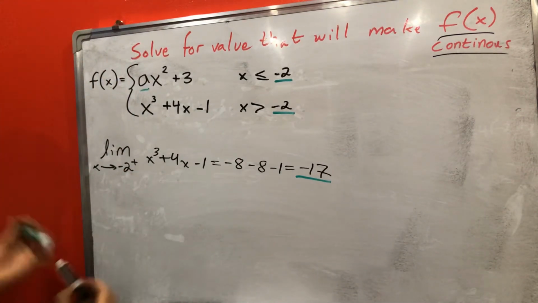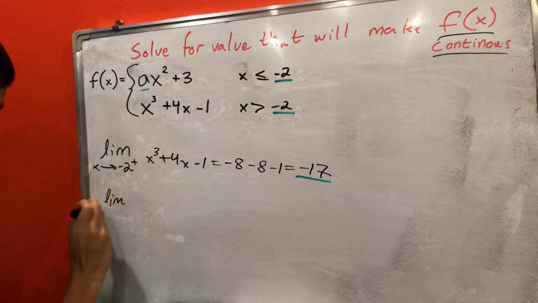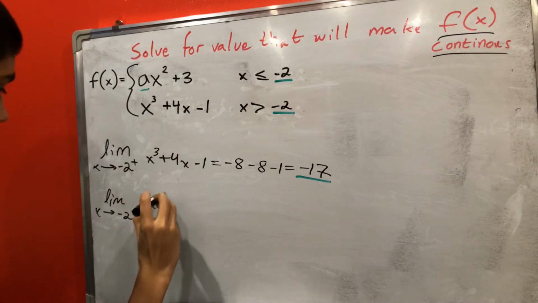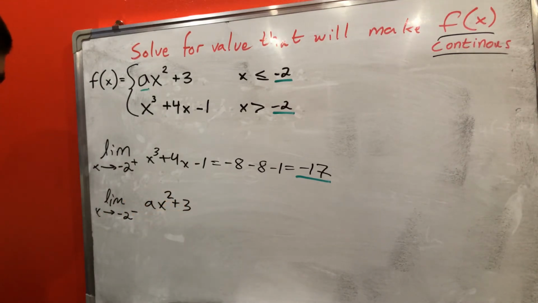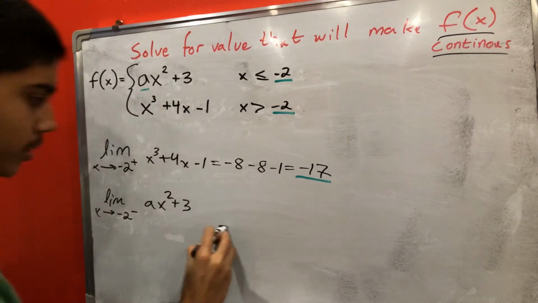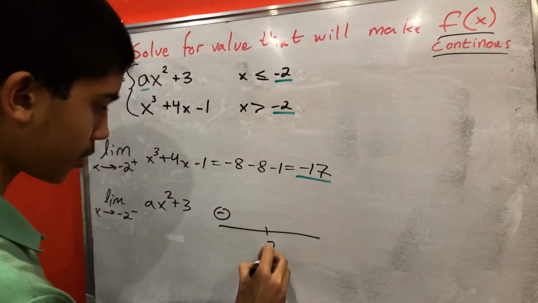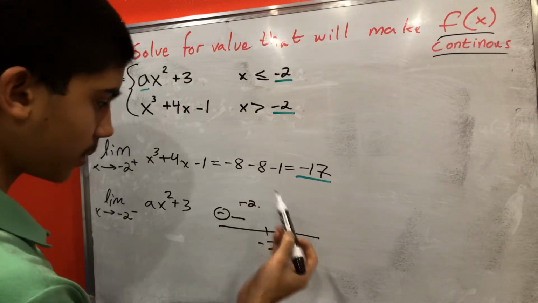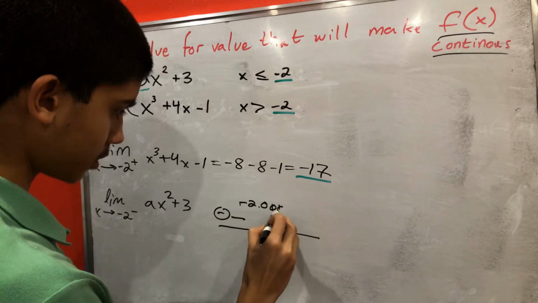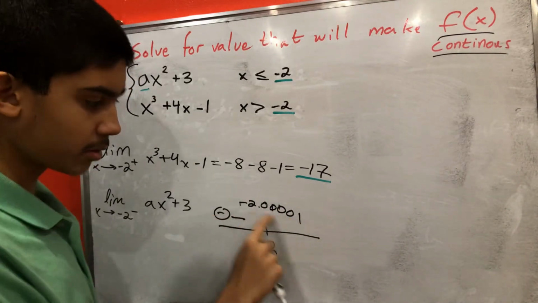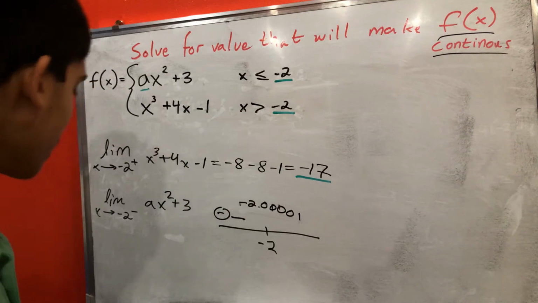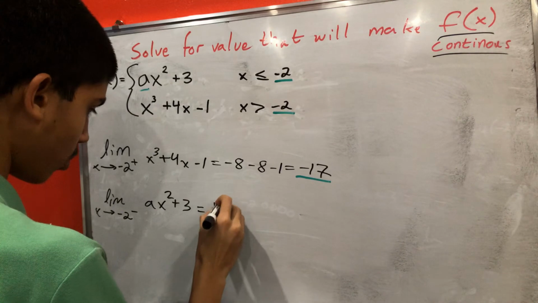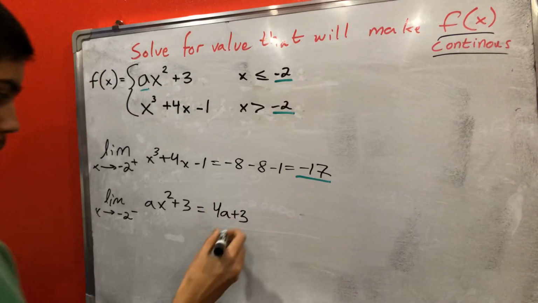What about from the left? So let's see, the limit as x approaches -2 from the left of ax squared plus 3. We're coming on the number line from values that are a little bit less than -2, like -2.0001, right? So we're going to plug that value in for this piece. When we do that, we'll get that it's equal to 4a plus 3.